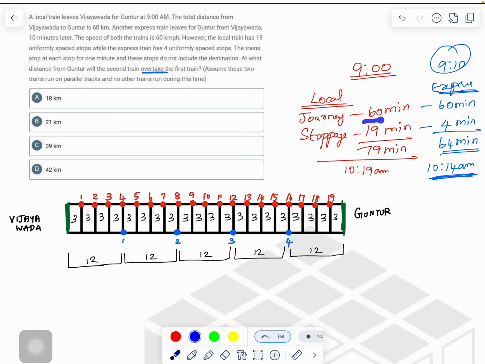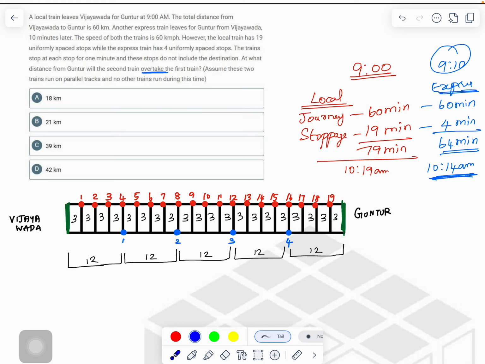No. The local train also will take 60 minutes to cover this journey without stoppage, and the express train also will take the same 60 minutes to cover the entire journey without stoppage. So the journey part is not going to help the express train to overtake the local train. What is going to help? The stoppage part. Because in the stoppage part, the local train is making a lot of stops, whereas the express train is making only very few stops. Therefore, the stoppage is where the express train can cover for the last 10 minutes.